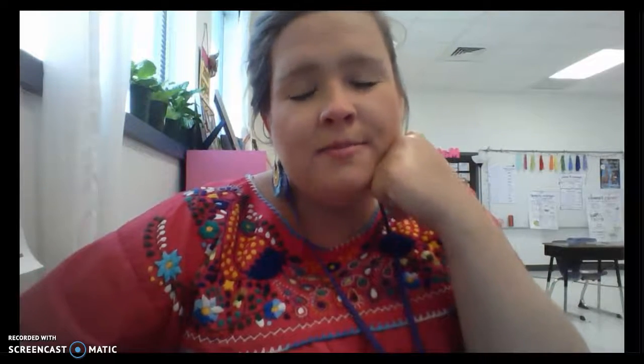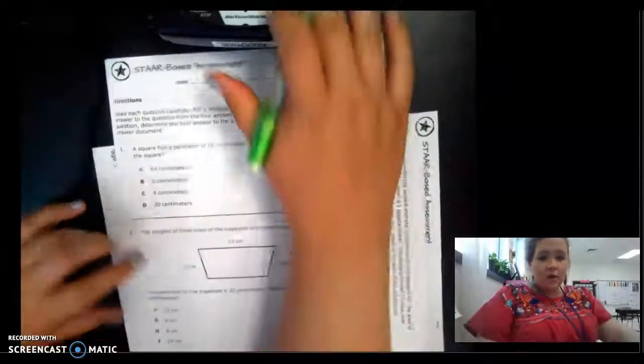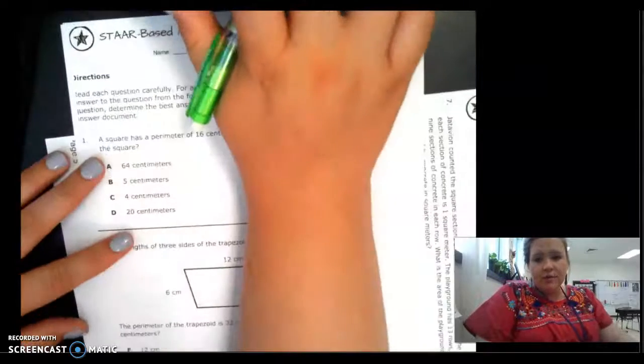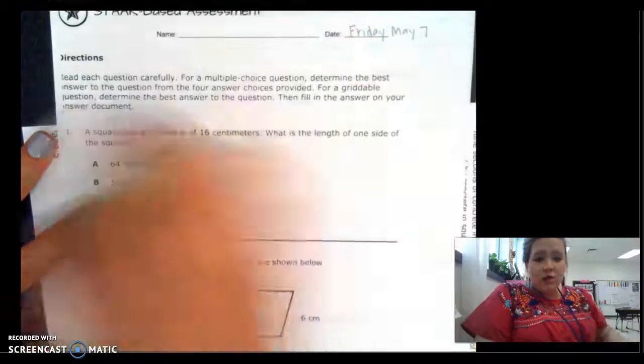Hey, third grade. Today we are going to be going over area and perimeter. So I am just going to be modeling some questions, and we're going to be reviewing how to find area, how to find perimeter. So let's get started. Okay, I am going to start with perimeter. All right, and remember, perimeter is the distance around a shape.